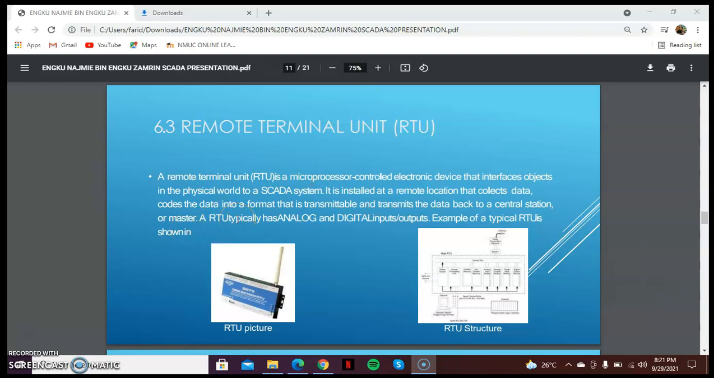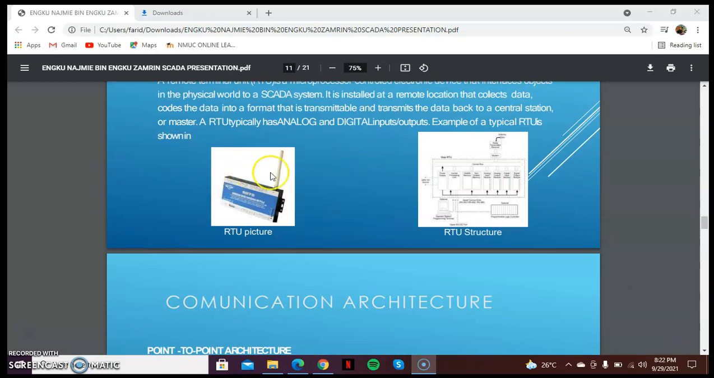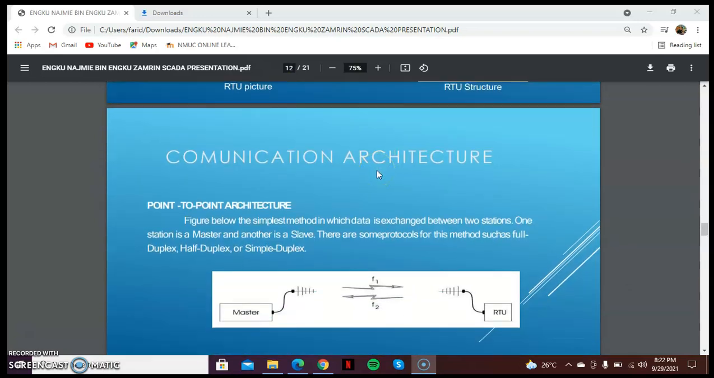An RTU typically has analog and digital input and output. An example of a typical RTU is shown here. So this is an RTU picture that we can see, and this is the structure for an RTU.